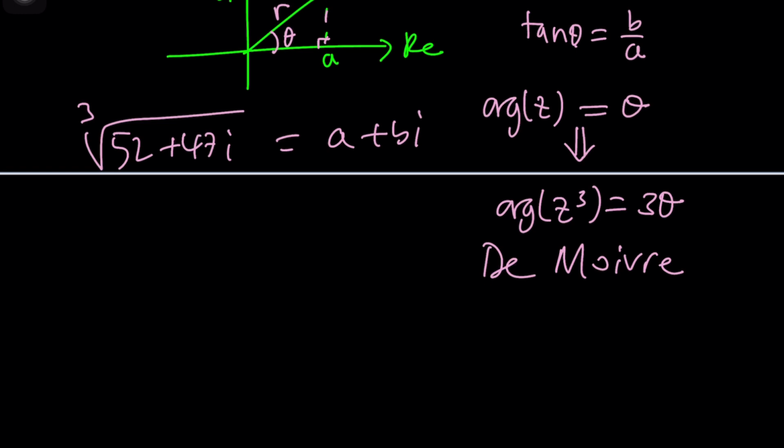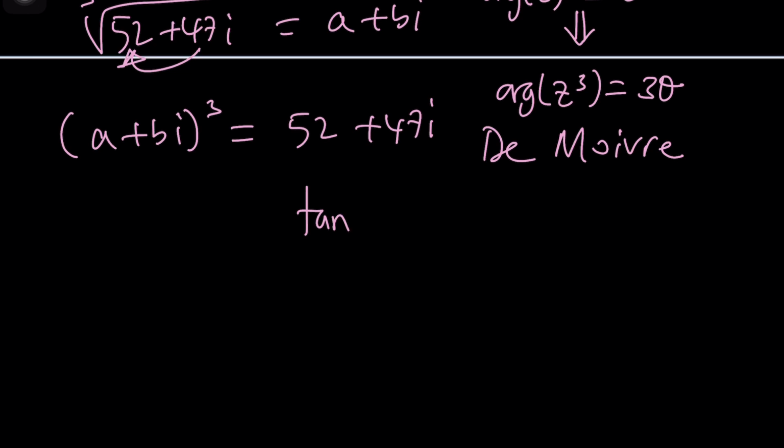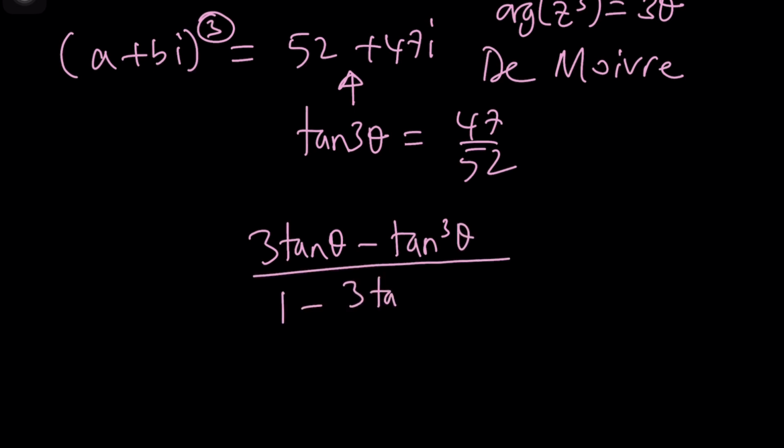So what does that mean? It means that I can find the tangent, because if you cube this, you're going to get that. And if I look at tangent of 3 theta, since the argument would be 3 theta because of the cube, it is 47 over 52. Uh-oh, that gives me a chance to find tangent theta. Yeah, but who would like to solve a cubic equation like this? 3 tangent theta minus tangent cubed theta, divided by 1 minus 3 tangent squared theta, equals 47 over 52. And good luck with that cubic equation, right?